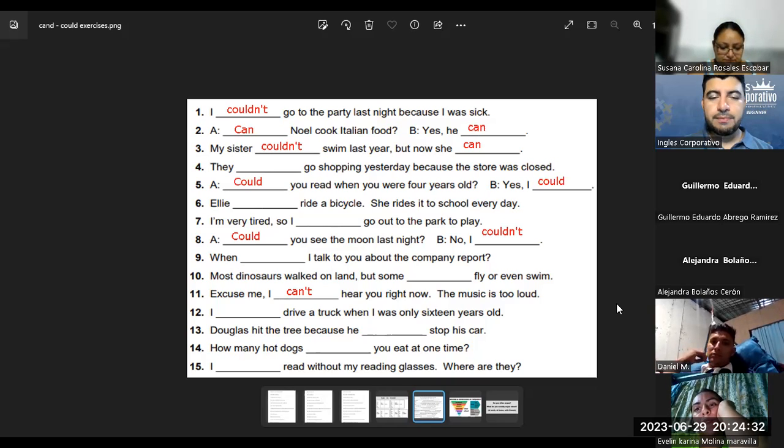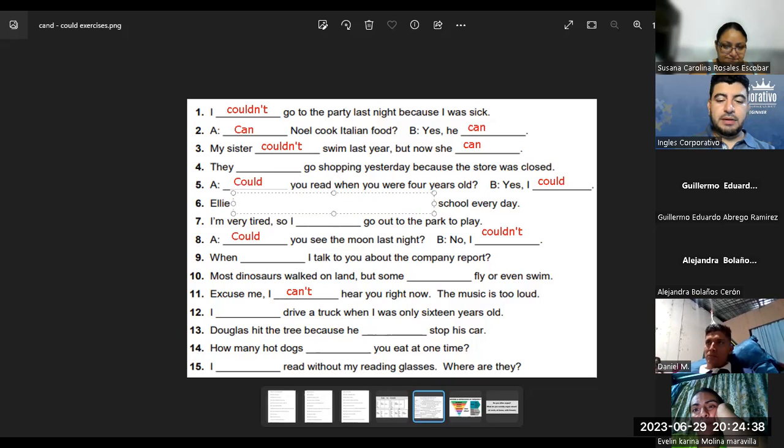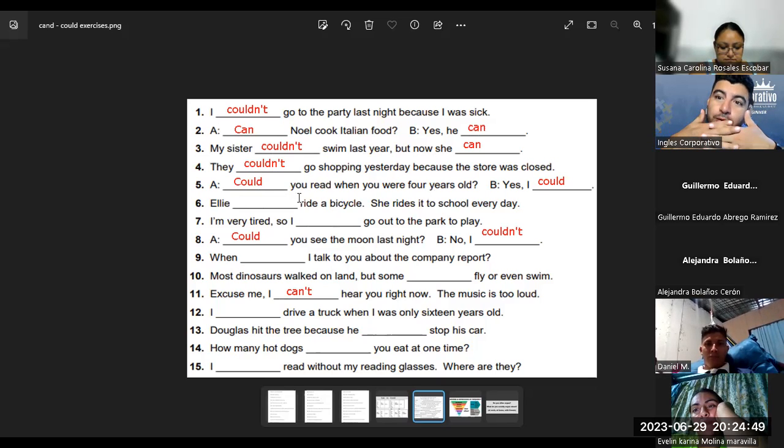Number four. They go shopping. Okay, they couldn't. Negativo. They couldn't go shopping. No pudieron ir a las compras ayer because the store was closed. Okay. Porque las tiendas estaban cerradas. La tienda estaba cerrada. Thank you. David and Oscar.